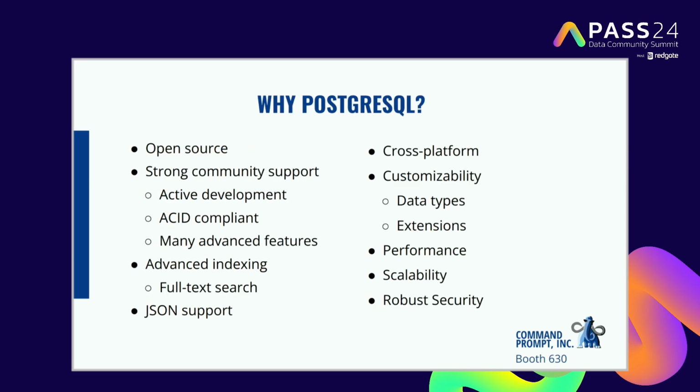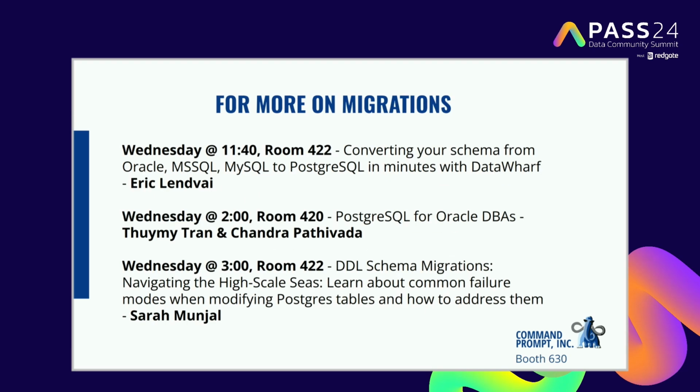So why Postgres? Of course, because it's open source, right? Not only is it free to us, but it's actively being developed. It's ACID compliant, making sure all your data is very secure and has much integrity. It's got tons of advanced features, not to mention customizability, right? Advanced indexing for full text search. We have JSON support. It's cross-platform. Again, it's incredibly customizable at many different levels. The performance for Postgres is great, as well as the scalability and many good security features, which I won't be going over much of, but they are there.